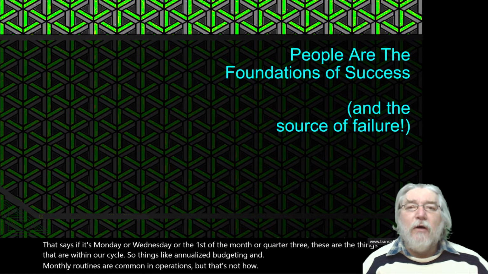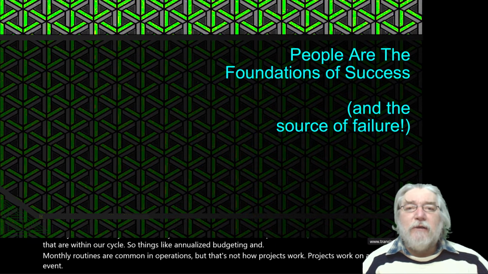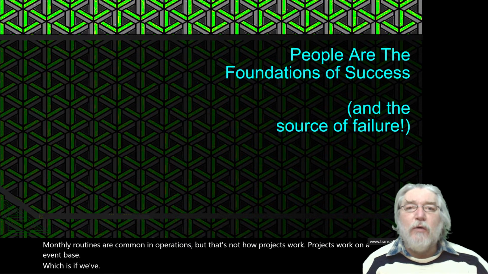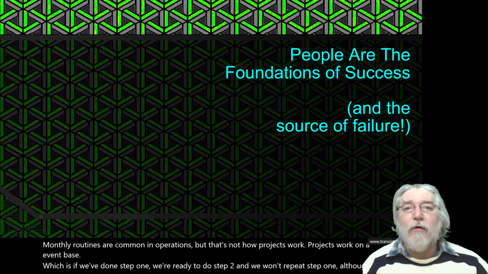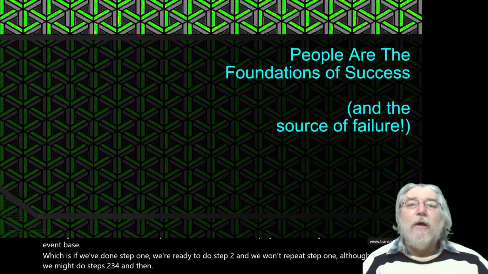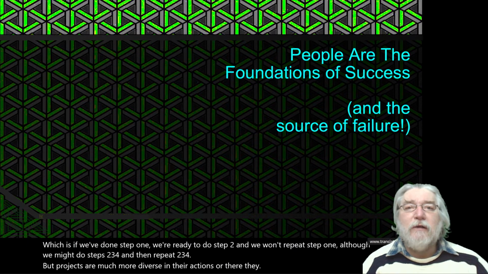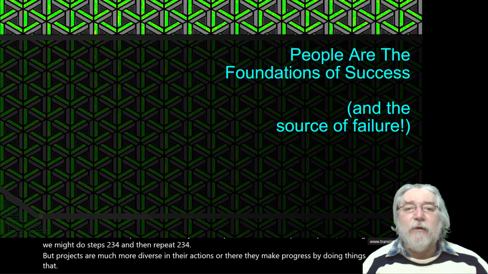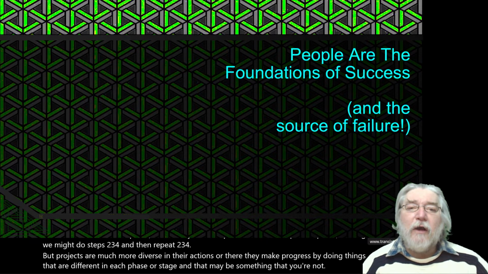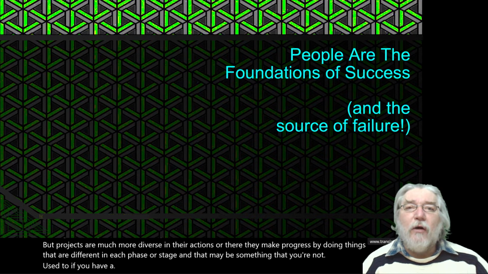Projects work on an event base, which is if we've done step one, we're ready to do step two. And we won't repeat step one, although we might do steps 2, 3, 4 and then repeat 2, 3, 4. But projects are much more diverse in their actions, or they make progress by doing things that are different in each phase or stage.